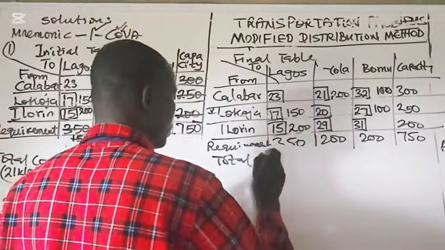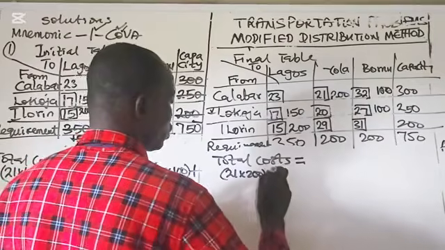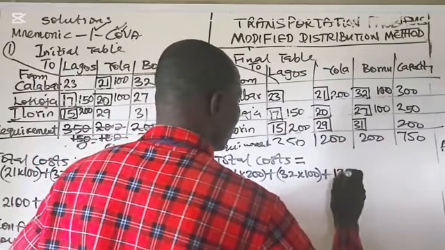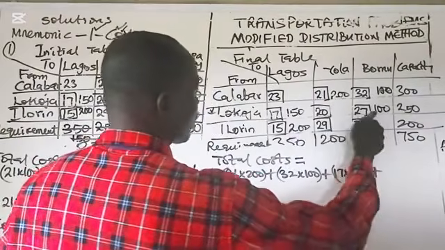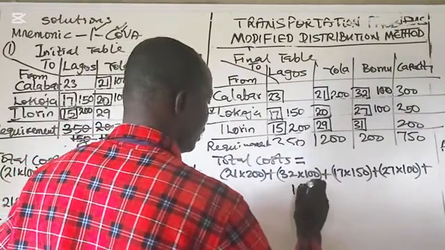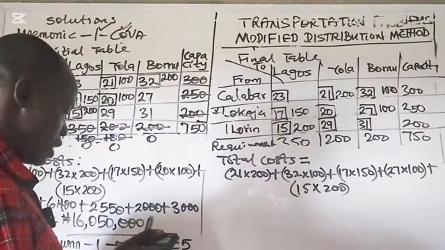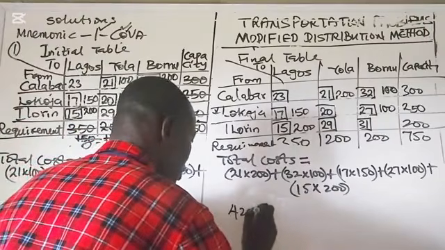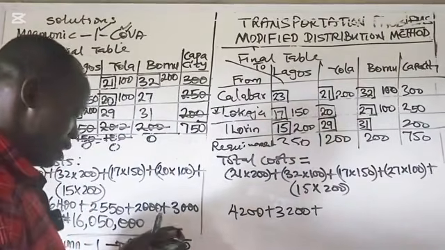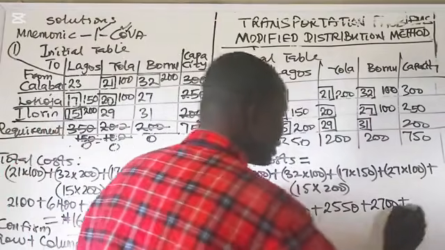Total cost now equals 21 times 200 plus 32 times 100 plus 17 times 150 plus 27 times 100 plus 15 times 200. 21 times 200, that is 4,200, plus 32 times 100, which is 3,200, plus 17 times 150, we have 2,550, plus 27 times 100, which is 2,700, plus 15 times 200, that is 3,000.